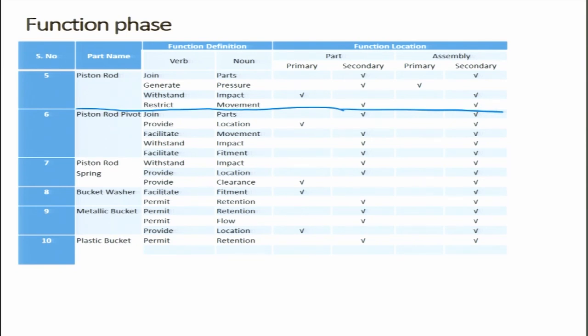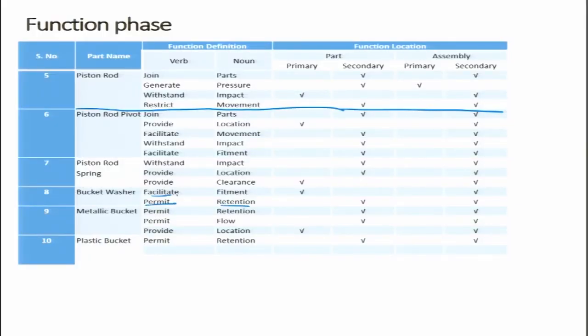So, similarly, we have functions for each component, and we have also seen that the functions are not redundant. None of the functions is repeating. For instance, permit retention and facilitate fitment are separate. How are they separate? We will see when we see the numerical comparison.